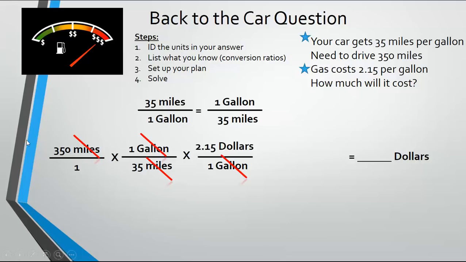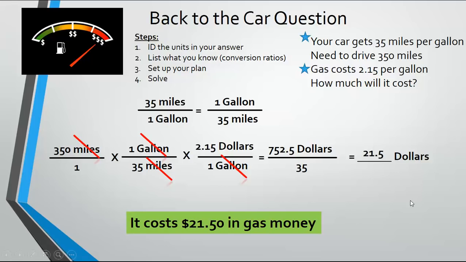So now I'm going to multiply across the top. 350 times 1 times 2.15 is 752.5, and then I multiply across the bottom. 1 times 35 times 1 is 35. Then I just throw this ratio into a calculator, this fraction, to simplify, and I get 21.50. So it's going to cost me a little under $22 in gas money to drive 350 miles. And we solved that by these conversion ratios in the middle.